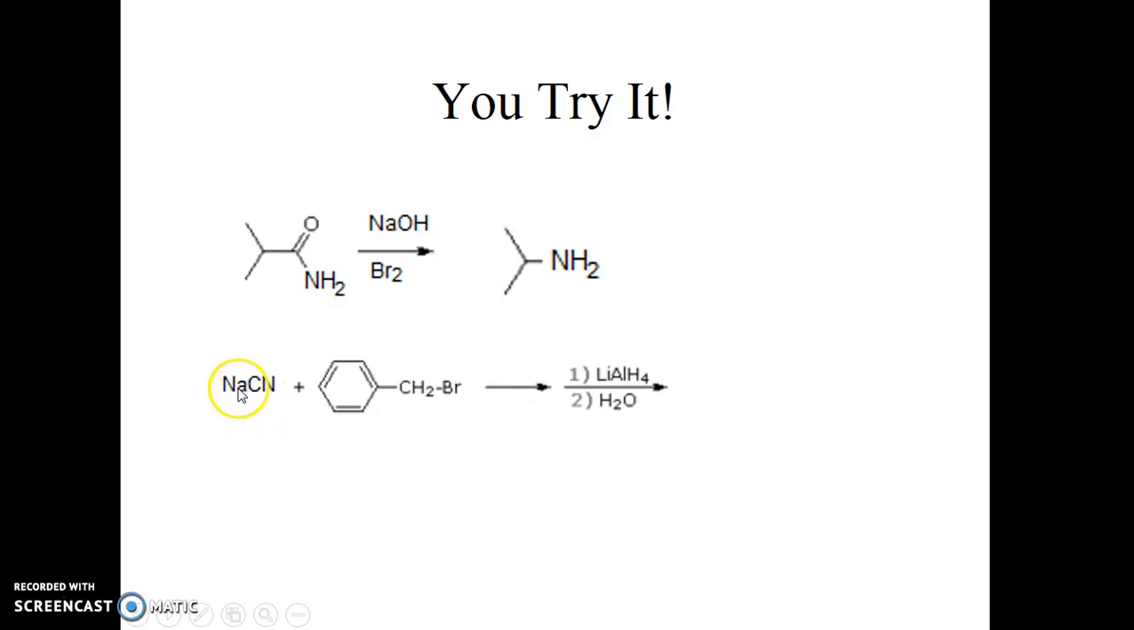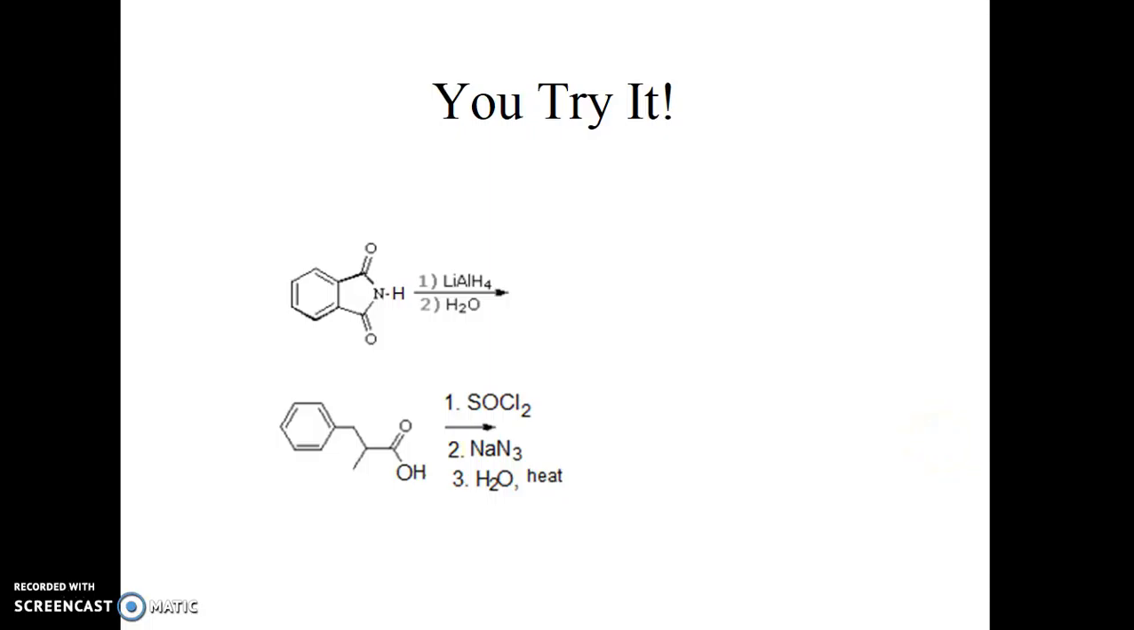On this bottom reaction, the nitrile is going to do an SN2 on this carbon. That's going to add another carbon and then reduction down to the amine. So we get this amine as a product. So what is the outcome of these reactions?